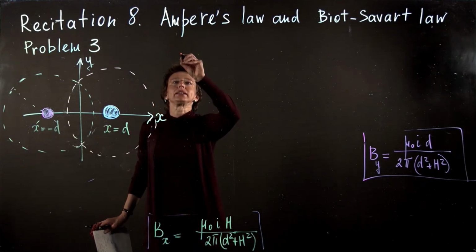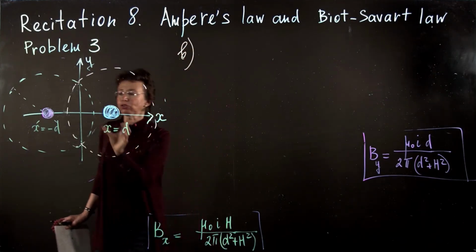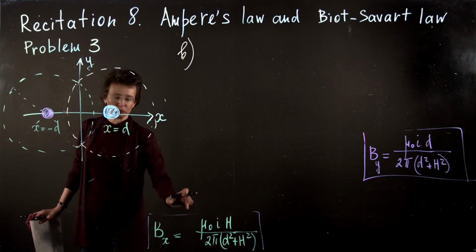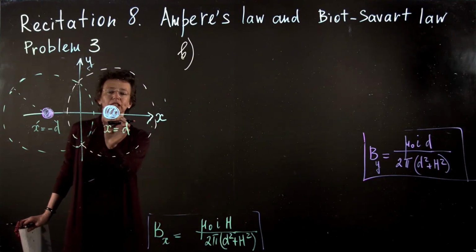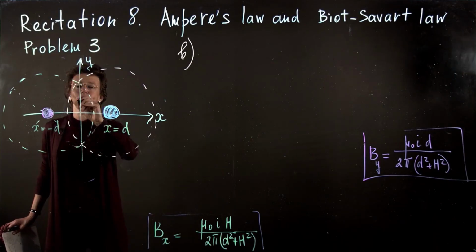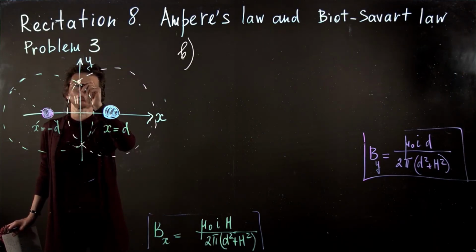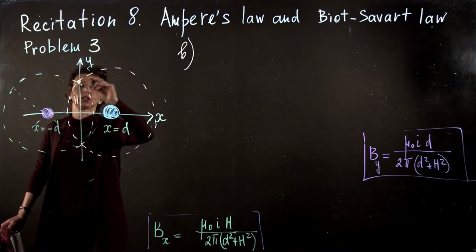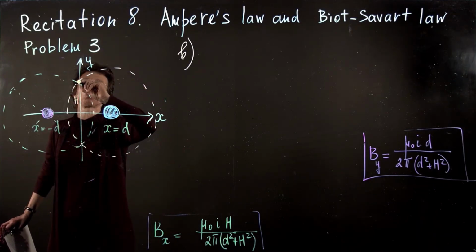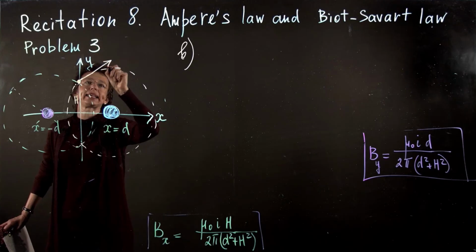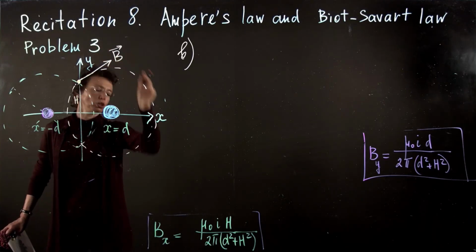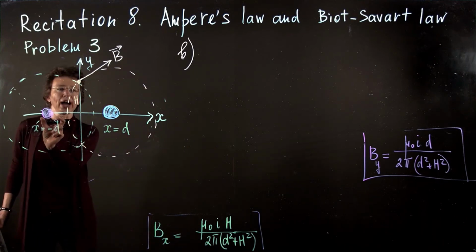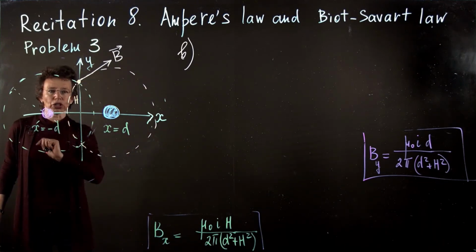For part B, we will have two wires. One is the same as we had in part A, and we already found the components of the magnetic field created by this wire at point 0h. This magnetic field created by this wire that we found in part A looks like this, and we know both components. And now we add the second wire. Current is also into the page.